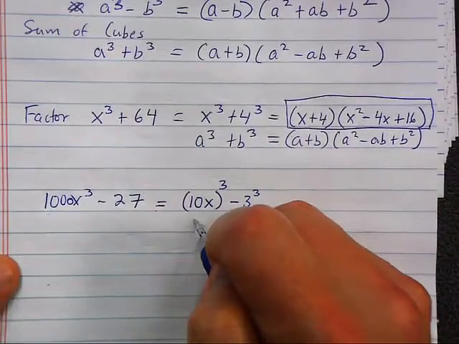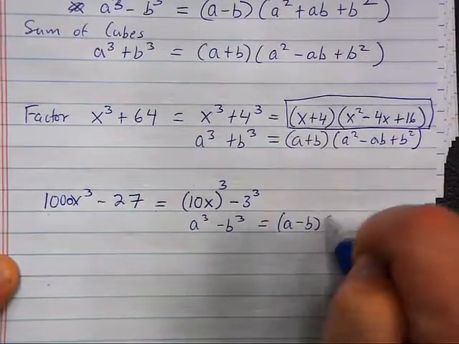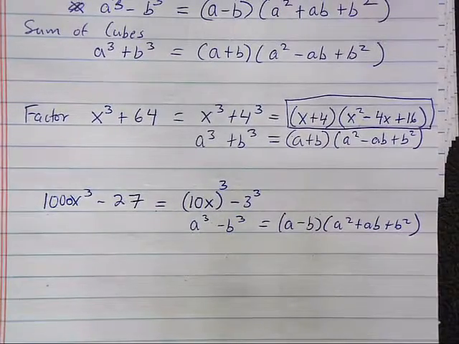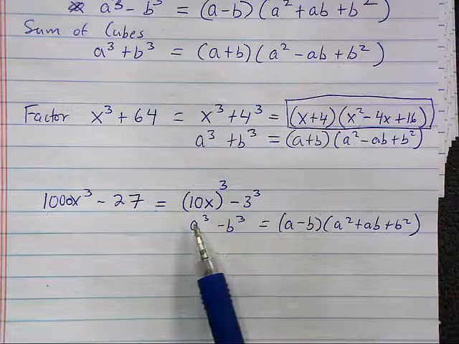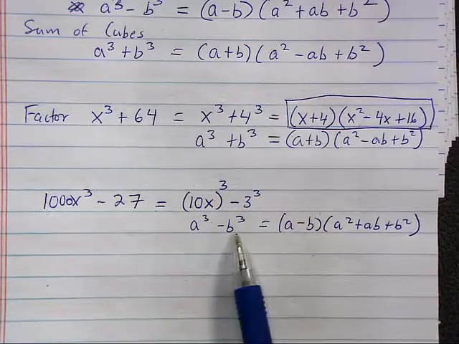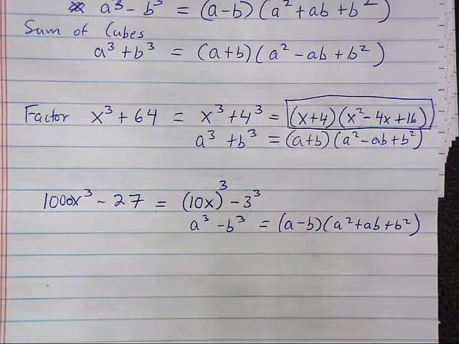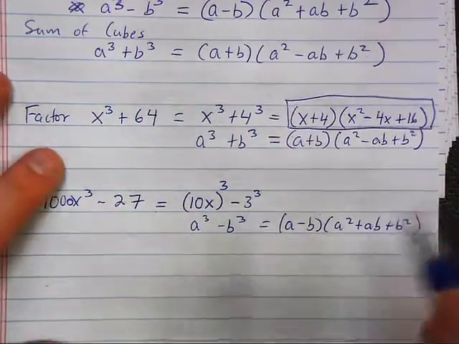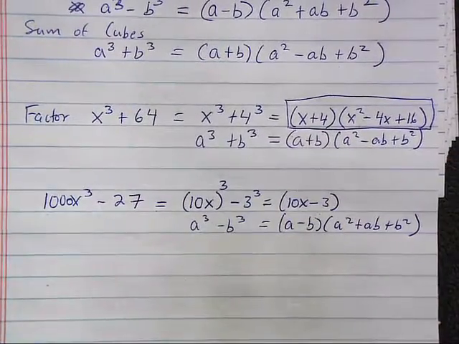So again, I like to write the formula here. A cubed minus b cubed is going to factor as a minus b times a squared plus ab plus b squared. In this case, every time I see the letter A, I'm going to write 10x. And every time I see the letter B, I'm going to write 3. Well, the minuses are taken care of by the formula right there. So A was 10x, minus, B was 3. That's going to be 10x minus 3.